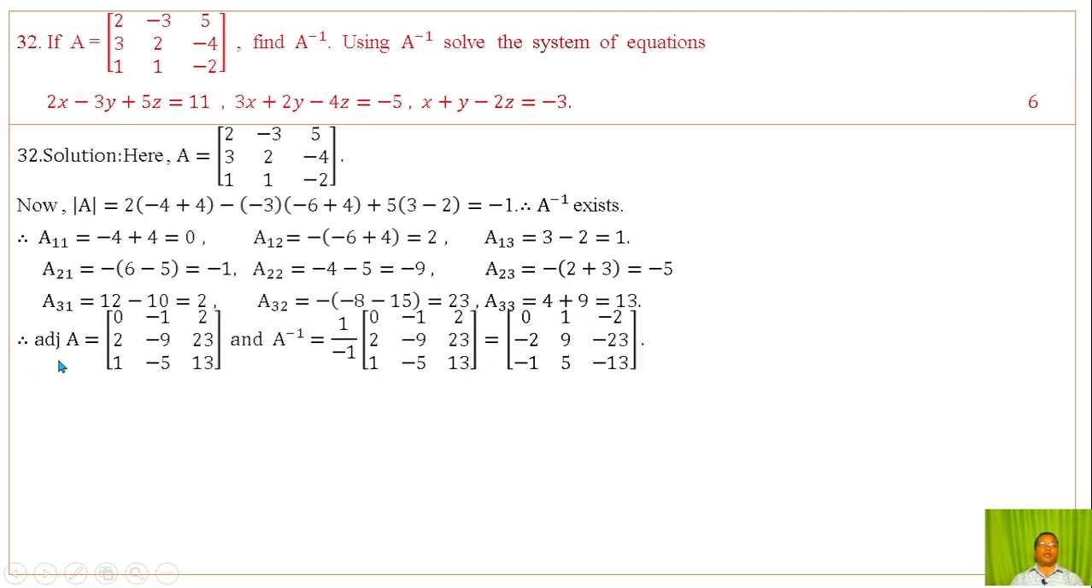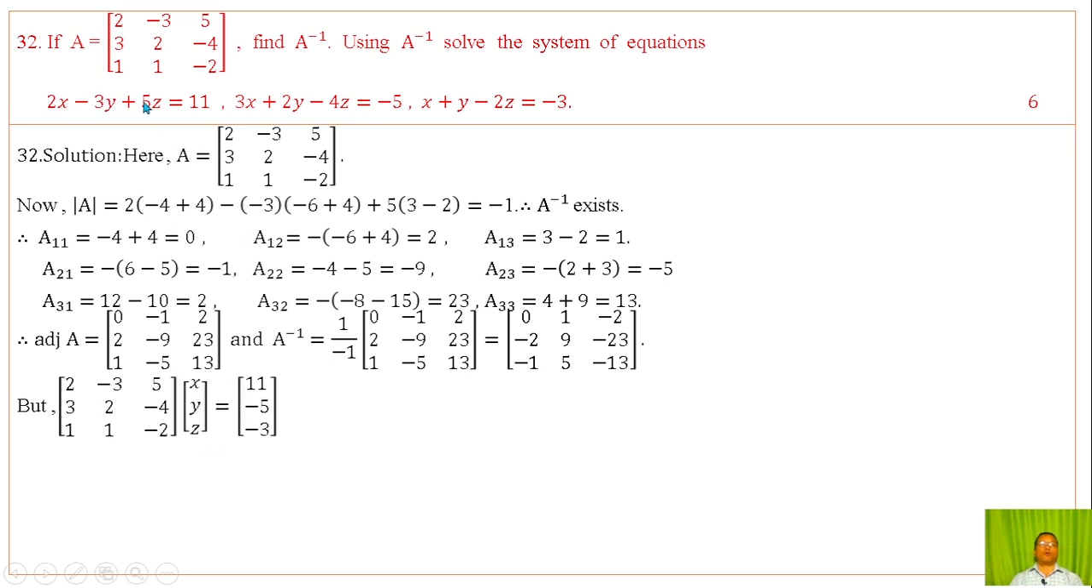Therefore, adjoint A is the transpose of the matrix formed by the cofactors. This is the first row, whose transpose is the first column. This is the second row, whose transpose is this. This is the third row, whose transpose is this. And A inverse is 1 by determinant A into adjoint A. Determinant is already found to be -1, into adjoint A, which is this. Then -1 multiplied, we already have this.